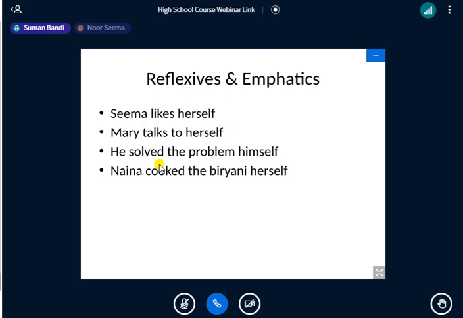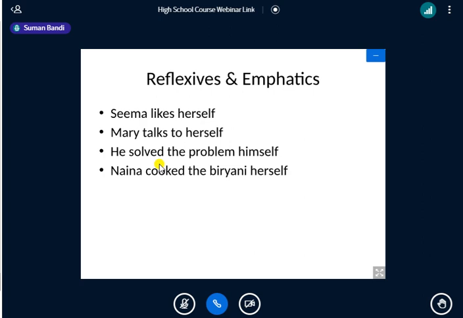So, emphatic pronoun is a pronoun which is additional, which is not the object of the sentence. It is just used to give additional importance or emphasis to the noun. If you take an example, it will be good. See this example, let us add context. He solved the problem himself.